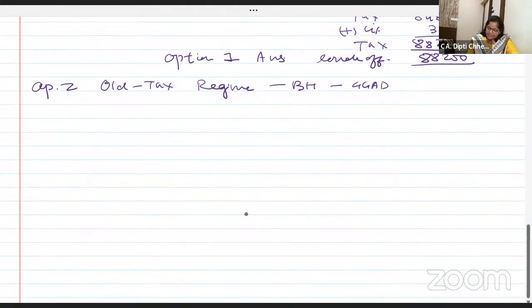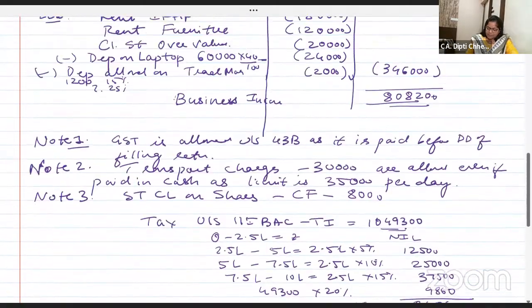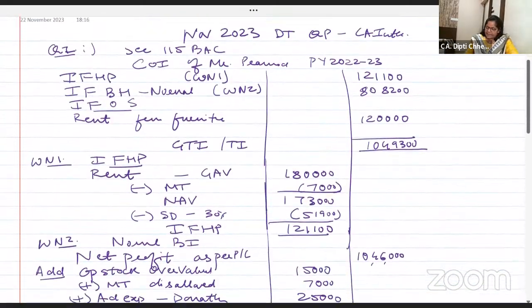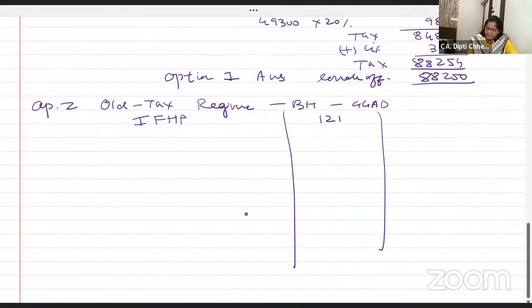So in this case, what will be the total income? Can we just copy income from house property? Here we have calculated 1,21,100.